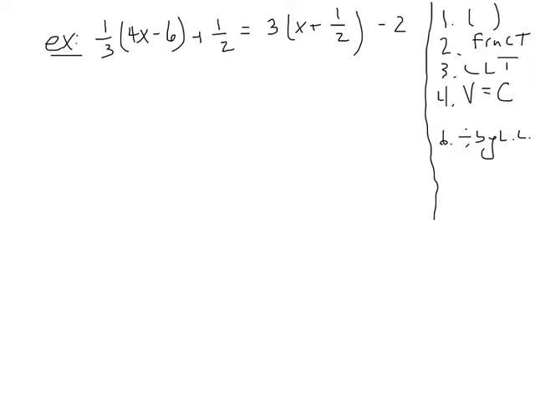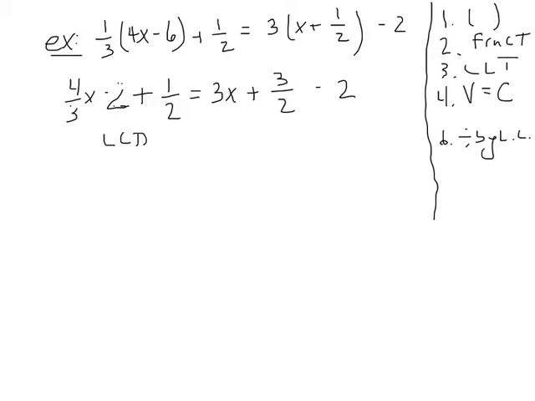So remembering that step number 1 is to clear the parentheses. Do not clear the fractions in the first step. Do not get rid of the parentheses first. So distributing, we have 4/3 x minus, when we distribute 1/3 times 6, we get negative 2. The 1/2 is unaffected. Plus 1/2. We distribute here, we have 3x plus 3 over 2. The minus 2 is unaffected by distributing. So that's step 1.